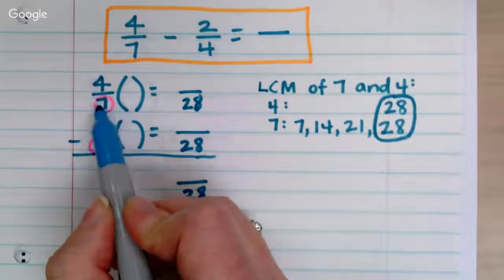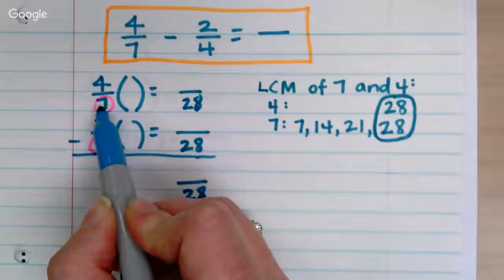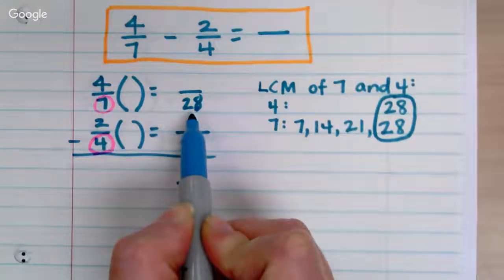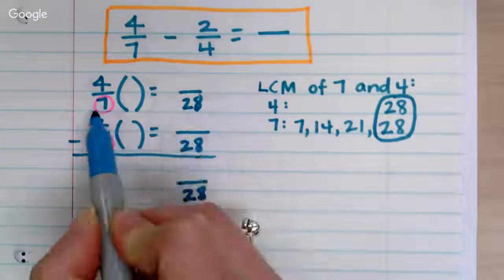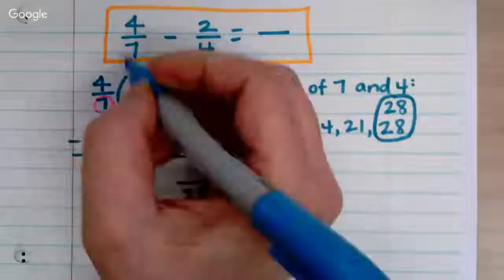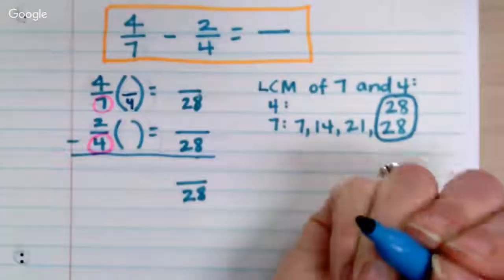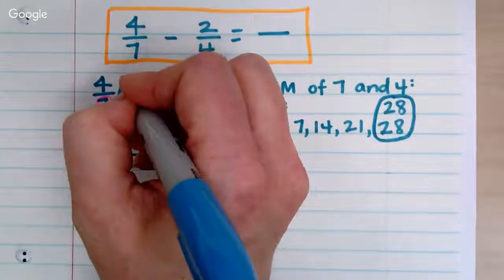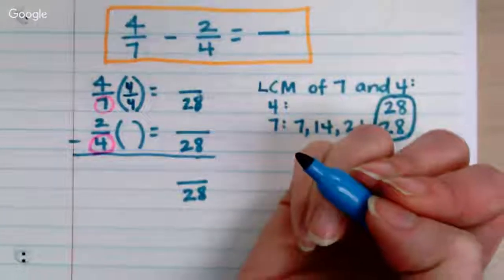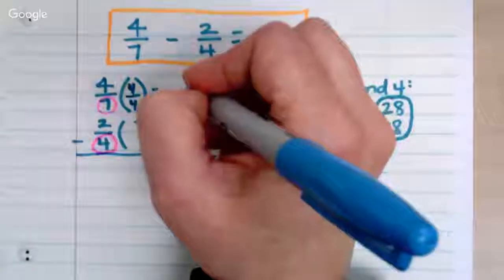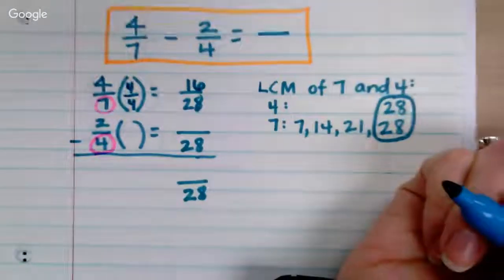I know that 4/7 can be turned into an equivalent fraction with a denominator of 28. So I'm going to ask myself what that missing factor is. 7 times what gives me 28? Well, I know that 7 times 4 gives me 28. Whatever I do to the bottom, I'm also going to do to the top. 4 times 4 gives me 16.